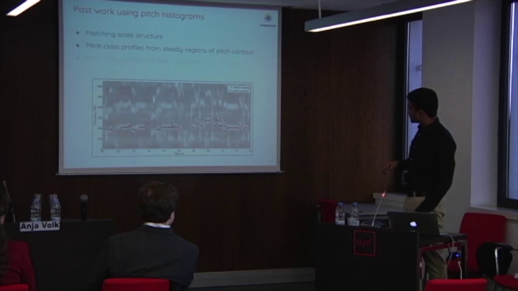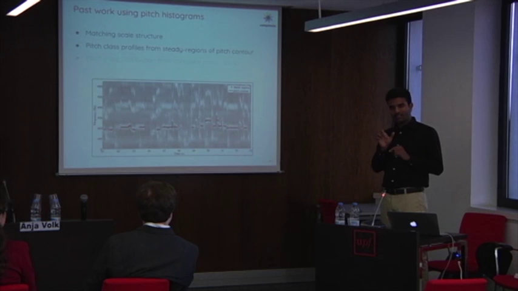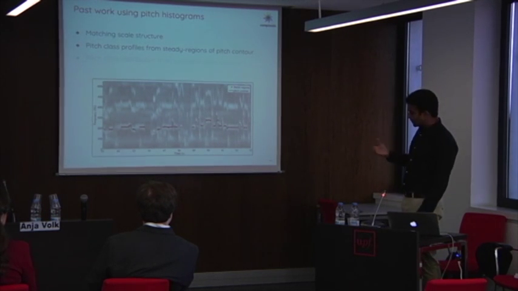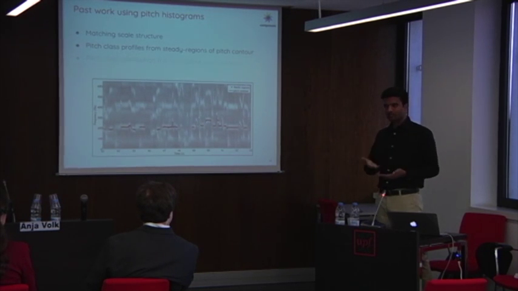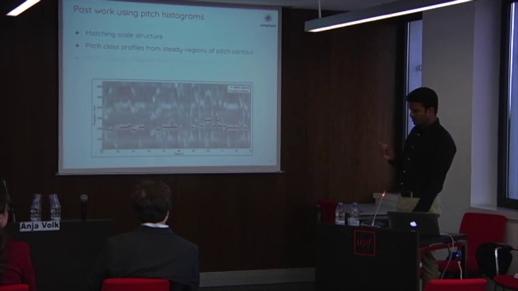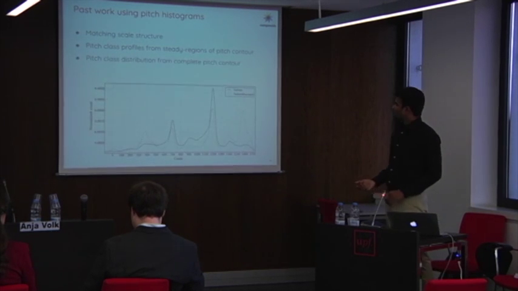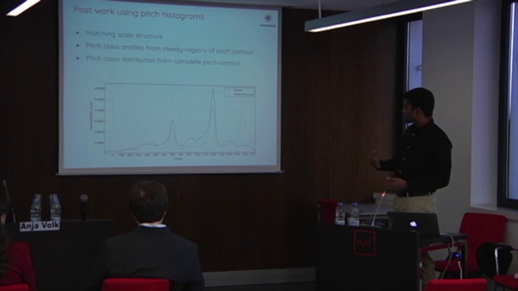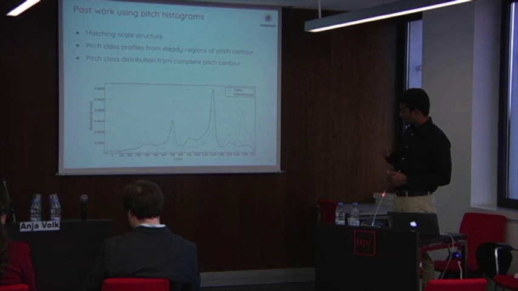The second approach is where they discard the transitory movements and only consider the steady regions in the contour and build a pitch class profile out of them. A pitch class profile is basically a count of how many times each of the pitch classes occurs in the whole pitch contour. And it can be weighted by the duration of the steady region or the number of such steady regions. The last approach is using pitch class distribution from the whole pitch contour. And this is used in both Turkish makam music and Indian ragas with good success.